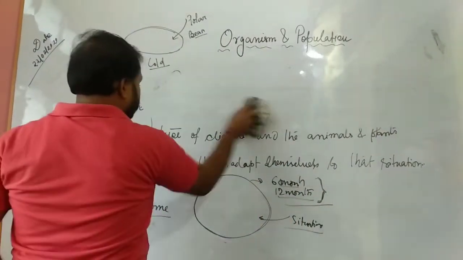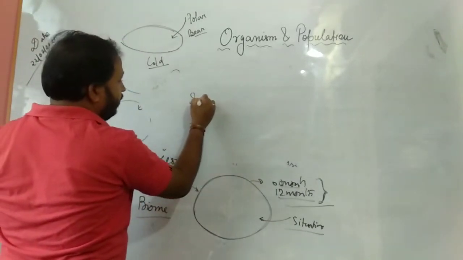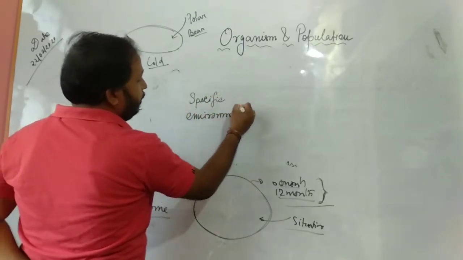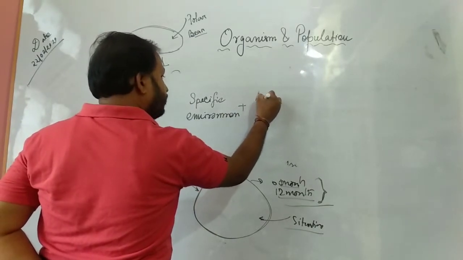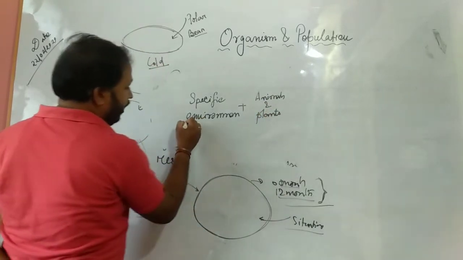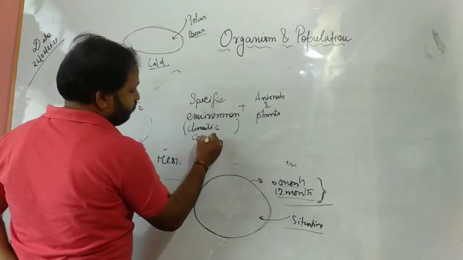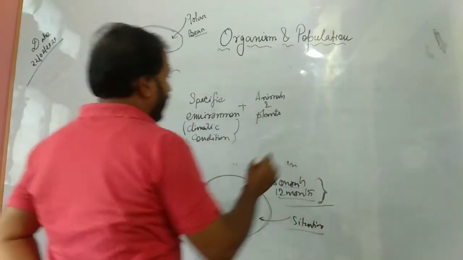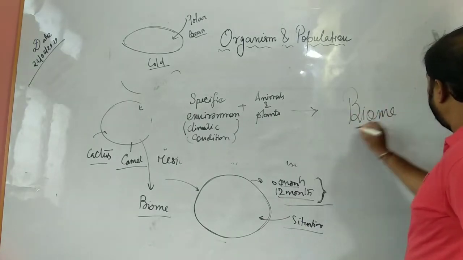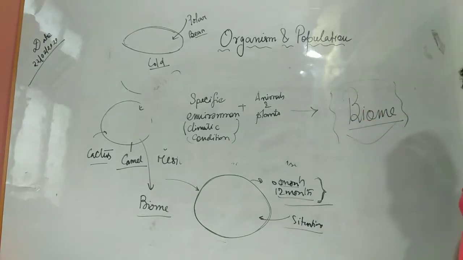Suppose a specific environment plus animals and plants. Specific environment means specific climatic condition, and animals and plants together constitute the biome. So this is the definition of biome. This is how we can understand biome.